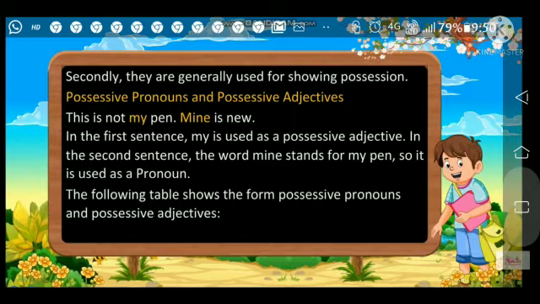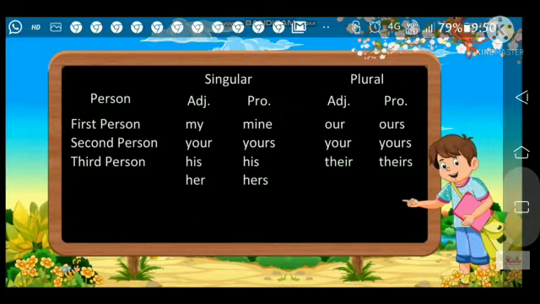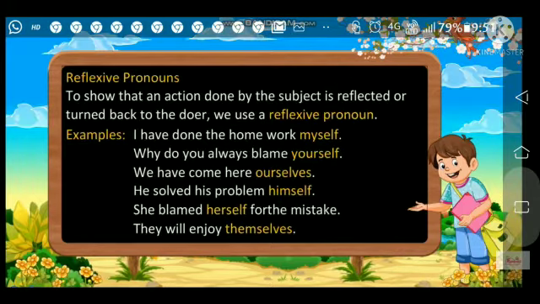Possessive pronouns and possessive adjectives are like this: this is not my pen, mine is new. So in the second sentence, the word mine stands for my pen. So it is used as a pronoun. And the following table shows the forms of possessive pronouns and possessive adjectives. Now come to the next one. See the singular and plural and the first person, second person and third person. My, mine, your, yours, his, her, hers, our, ours, your, yours, their, theirs.